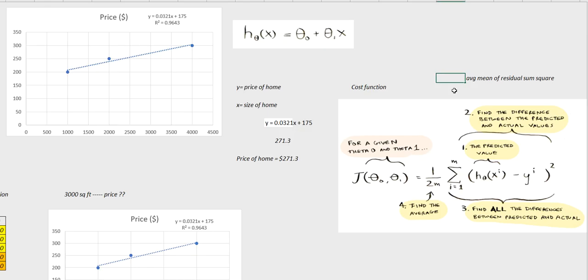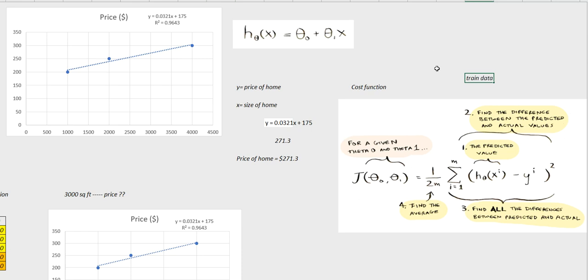Okay, so the average mean of the residual sum square, that I can consider as a cost function. Okay, I already wrote it here. So cost function is nothing but the average mean of the residual sum square. Why? Because here the average mean of the residual sum square is on the train data.